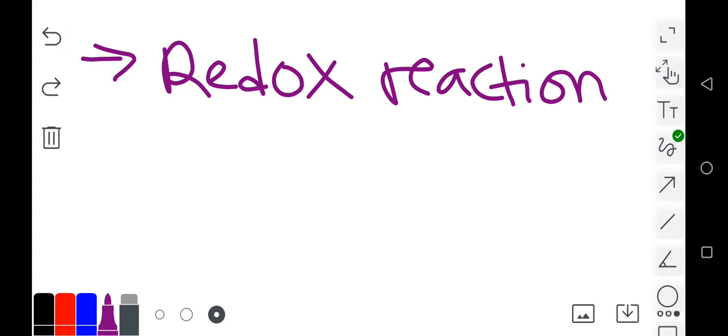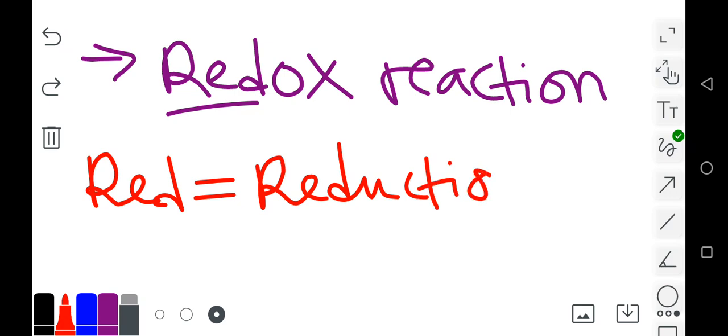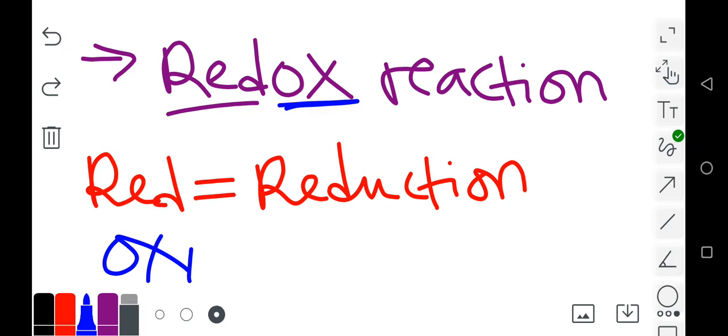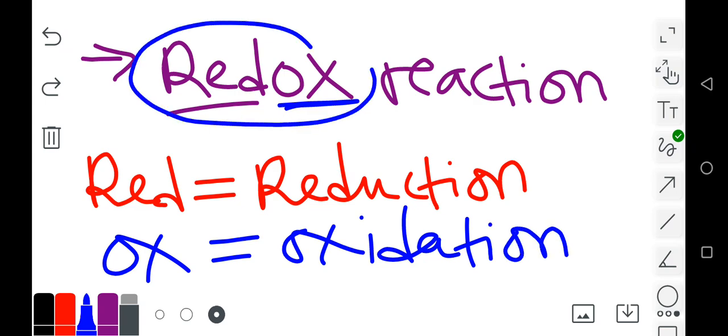So we call it redox reaction. This RED equals reduction, okay? And this OX is simply oxidation, okay? So that's the meaning of that abbreviation, redox reaction: reduction and oxidation reactions occurring at the same time.